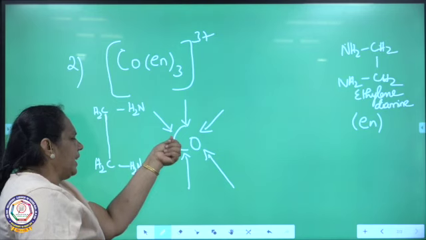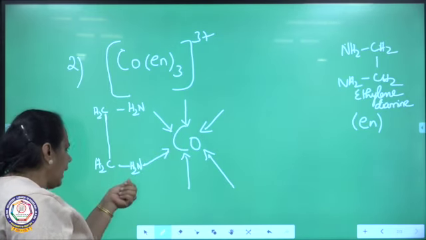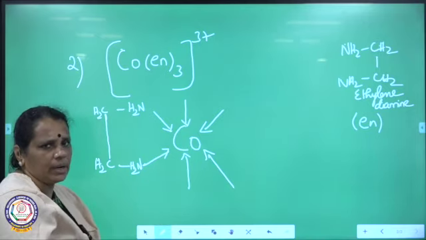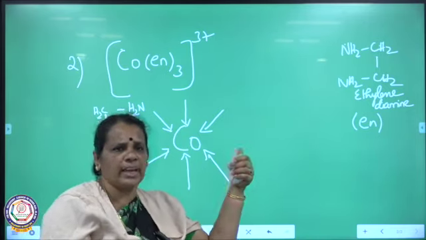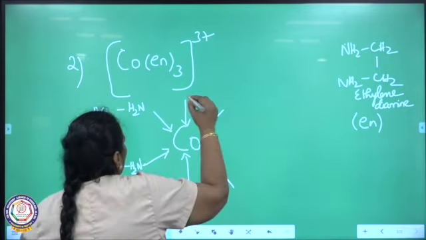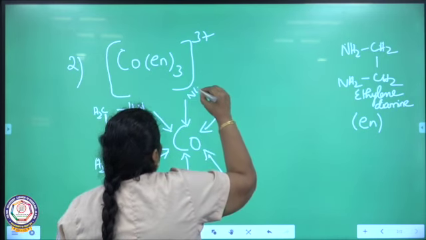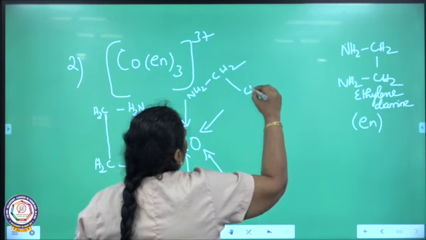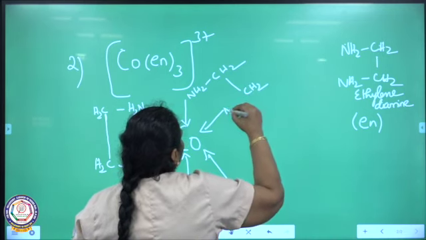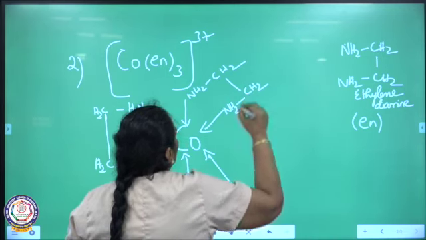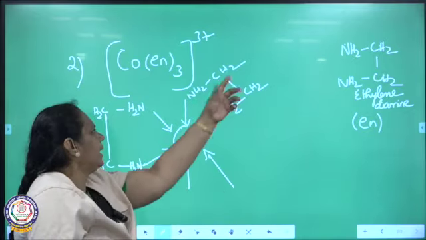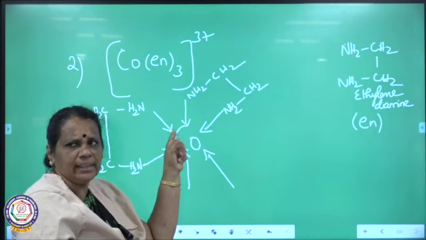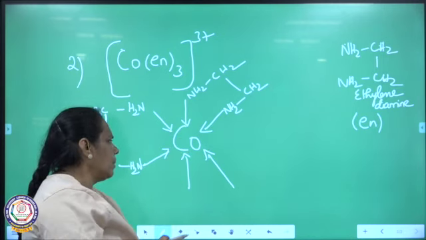This nitrogen is donating the electron pair to the cobalt. Again, one more nitrogen is also there donating the electron pair to the cobalt. The next one we are going to say another ethylene diamine. It is bonded like this. NH2, CH2, again CH2, NH2. So see the linkage here. Again this ethylene diamine also has 2 nitrogen atoms donating the electron pair to the central metal ion.